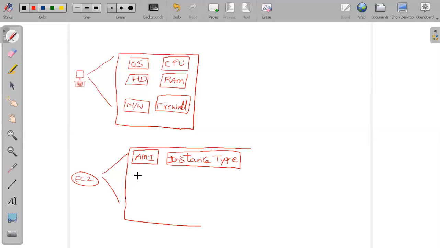We have EBS, Elastic Block Store. We have RAM. We have IP address. We have security group.